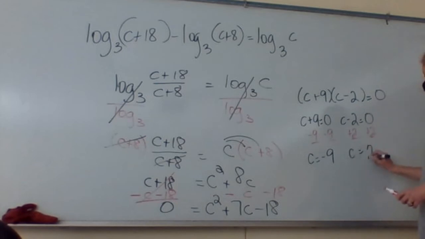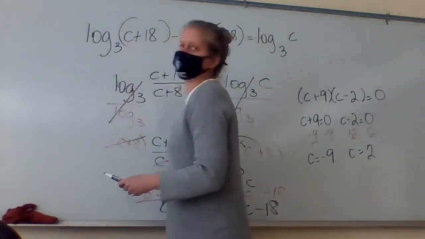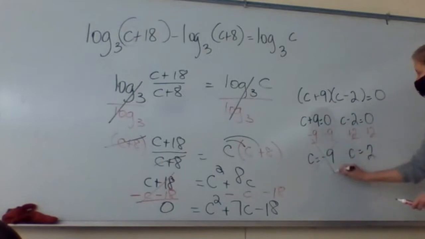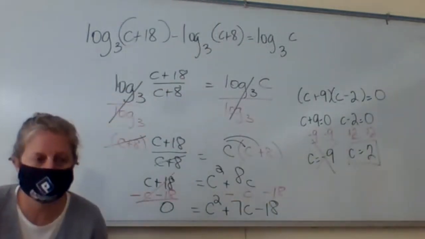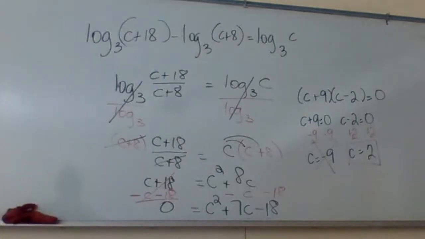Now remember, the c that we're solving for is a logarithm, which means that number can't be negative, so you do not count your negative 9 answer. 2 is the only real answer. All right, 28.